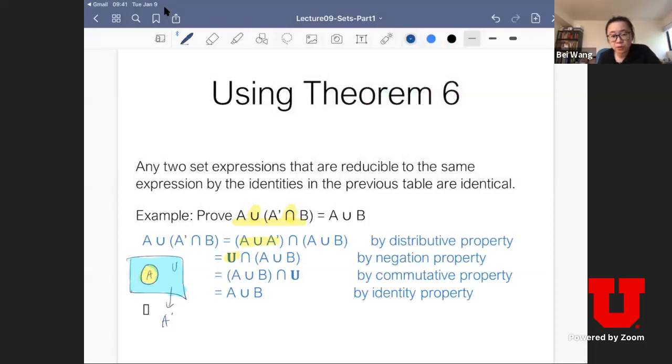And now if you take the universal set and intersect with the set, you can also use one more rule of commutative property to switch the order. And then when you take a set intersect with the universal set, it is the set itself. That is using the identity property. So that is what you get for this proof. Okay. The difficult part of this proof is essentially the first step, using the distributive property.